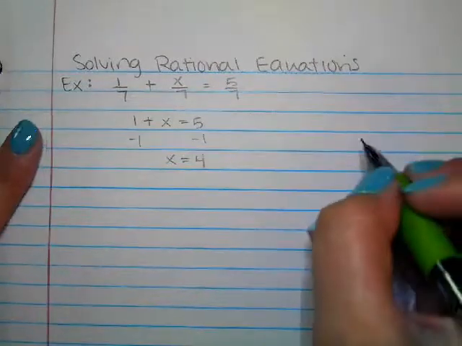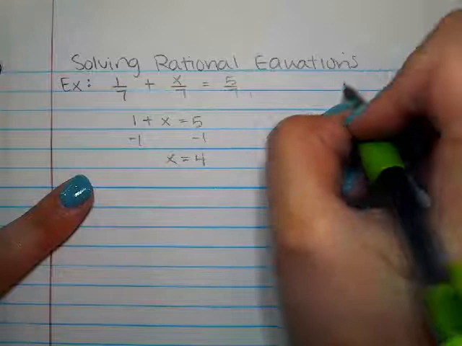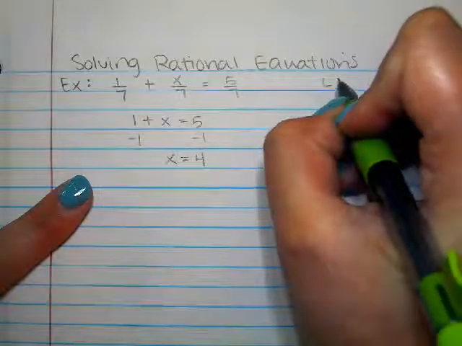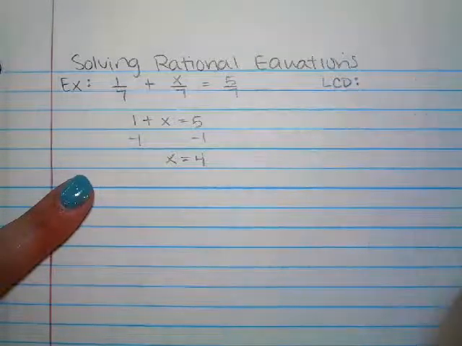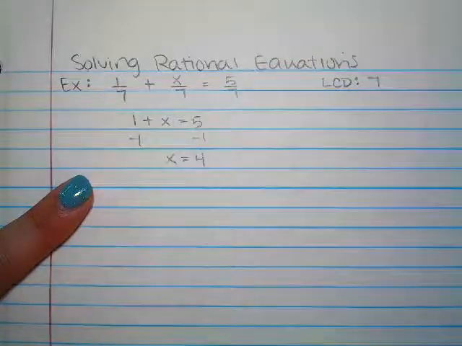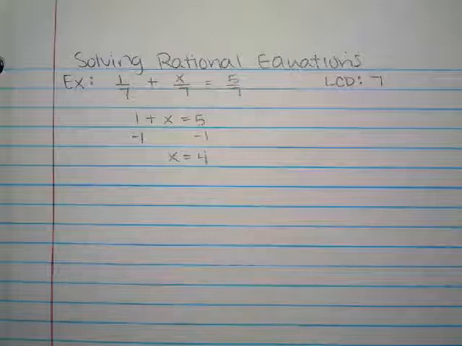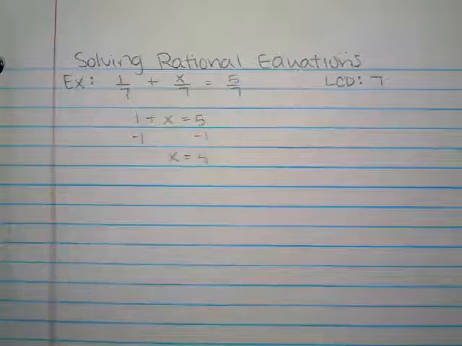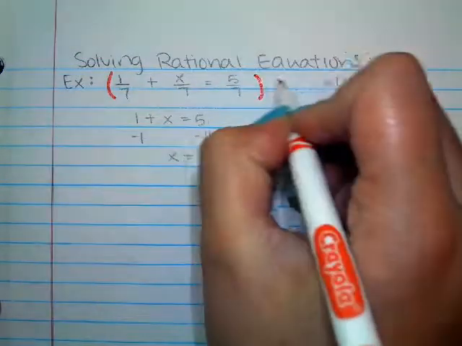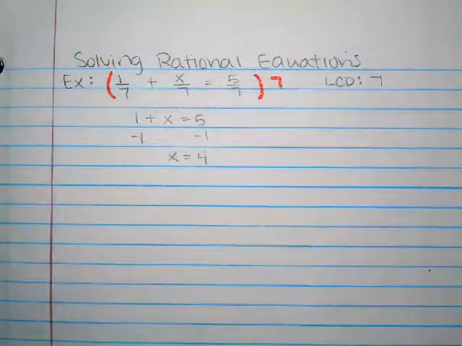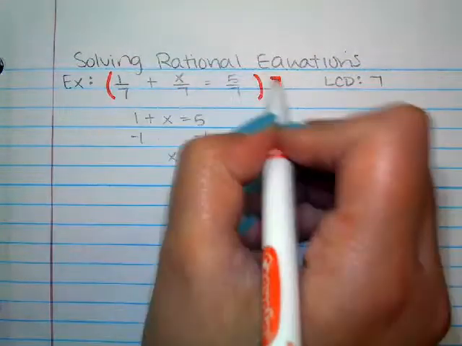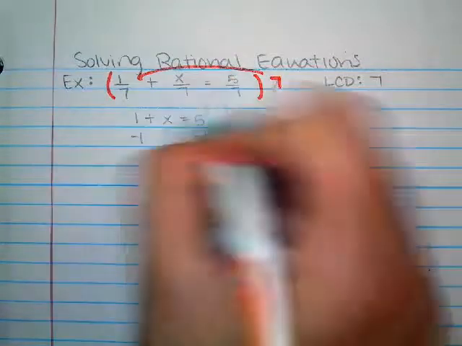So what we're going to do when we work with a problem like this is we're still going to go through just like we did with complex fractions, and we're going to look for the least common denominator. So for this, it would just be 7. And then we're going to take the entire equation and multiply the entire equation by that least common denominator.